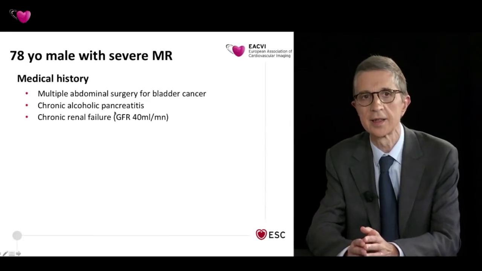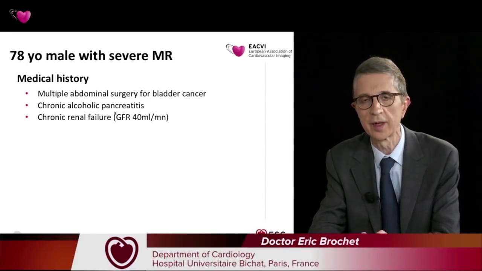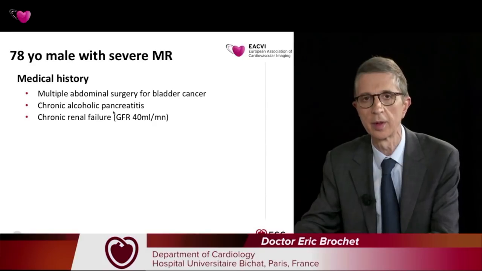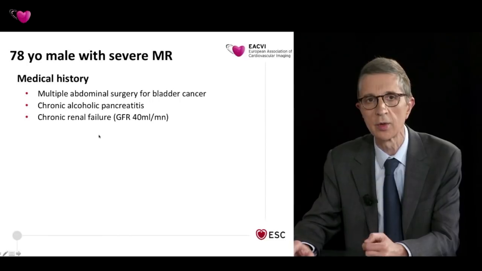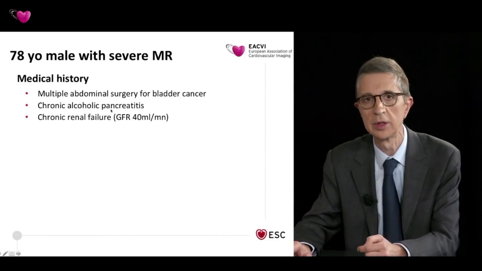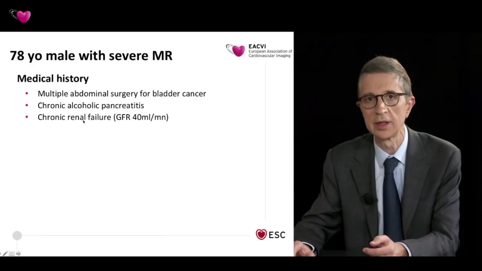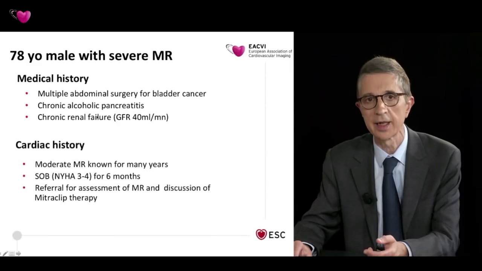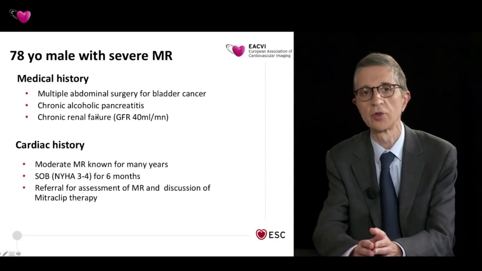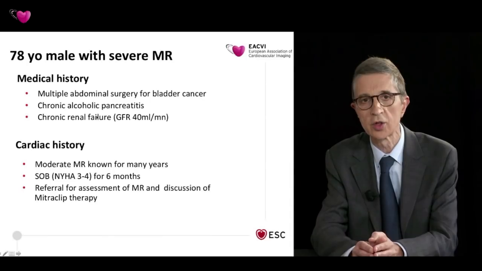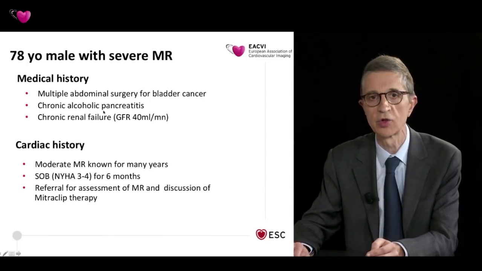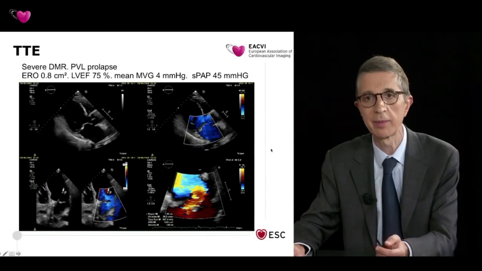So the first case is a typical example of a patient referred for assessment of severe MR for percutaneous treatment. He's a 78-year-old male with a severe mitral regurgitation with many comorbidities, multiple abdominal surgery for bladder cancer, chronic alcoholic pancreatitis, and chronic renal failure. And the cardiac history was moderate mitral regurgitation, known for many years, and a shortness of breath for 6 months, increasing in NYHA 3 and 4. So he was referred for assessment of this mitral regurgitation and discussion of a mitral clip therapy.